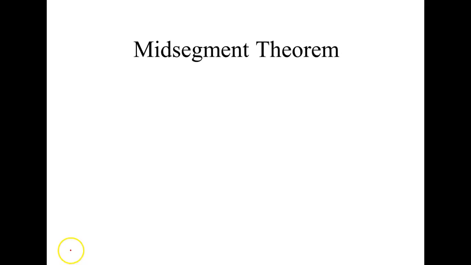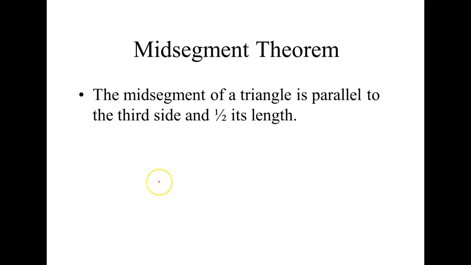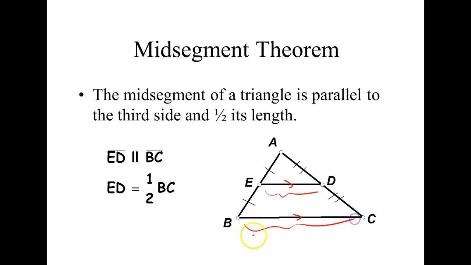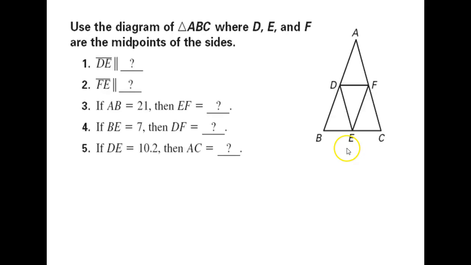Next, we have the midsegment theorem, which tells us that the midsegment of a triangle is both parallel and half the length of the third side. So in my picture here, similar situation, I have triangle ABC, I have ED, that's the midsegment. My markings here show me that E and D are midpoints of the sides. The midsegment theorem tells me that ED is parallel to BC, so that side is parallel to that side. And also, the length of ED is half the length of BC. So, two pieces of information on the midsegment theorem.